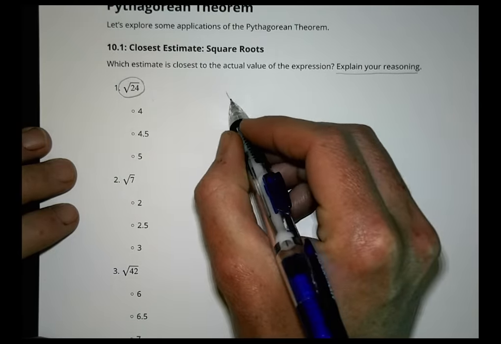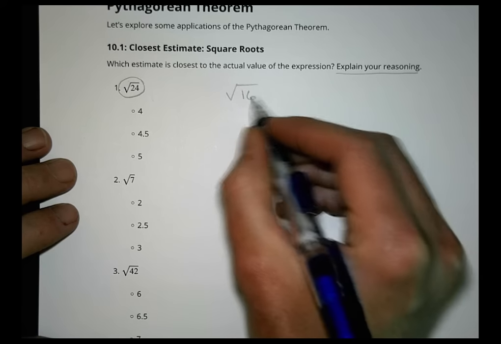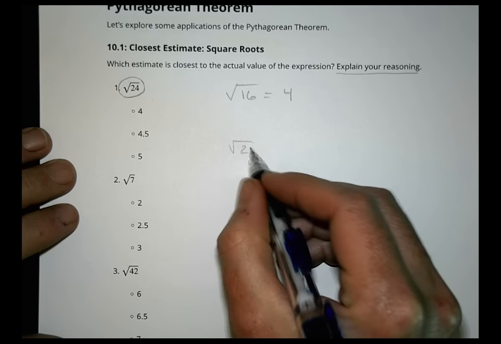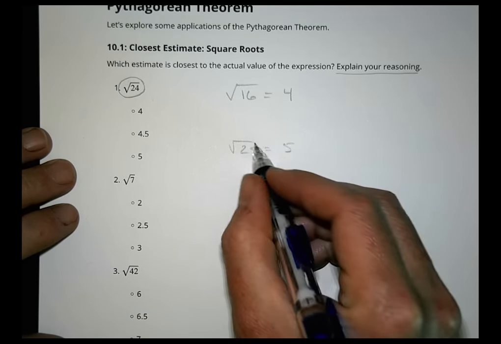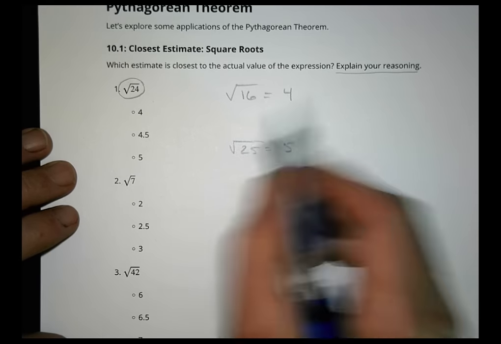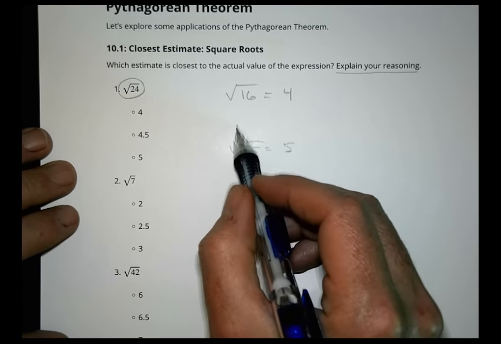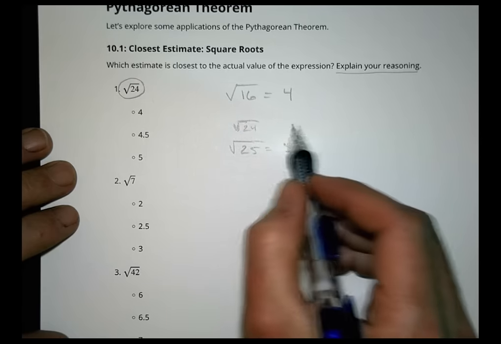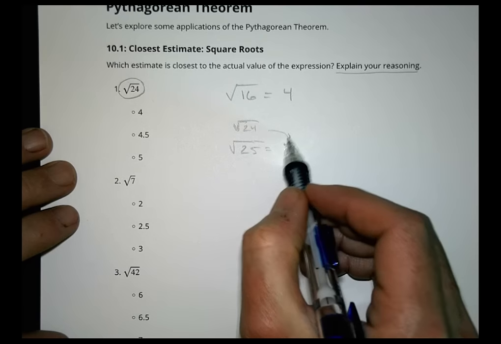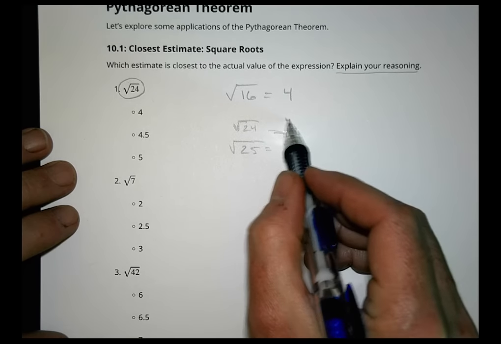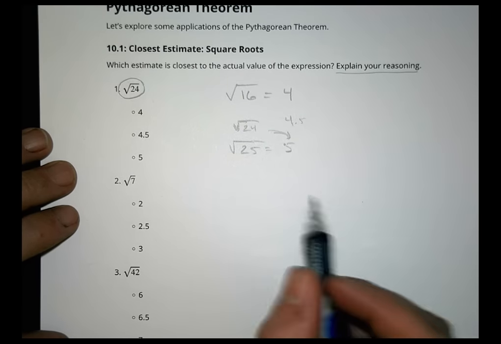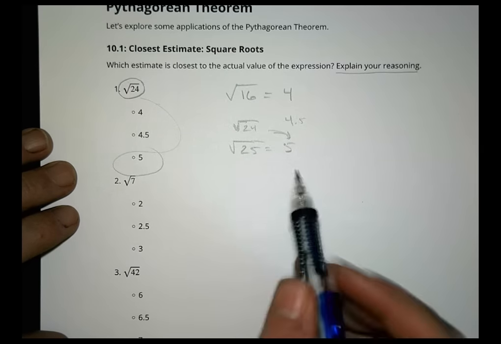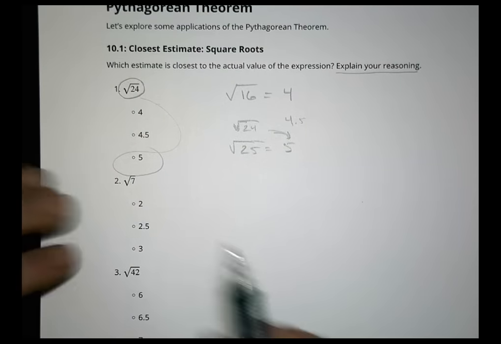I think about what's near it. So I know, for example, the square root of 16 is equal to 4, and the square root of 25 is equal to 5. So when I think about 24 being in between here, the square root of 24 is definitely much closer to 5 than it is to 4, and it's probably even closer to 5 than it is to 4.5. So it'd make the most sense to say it's closest to about 5. Okay, just estimating there.